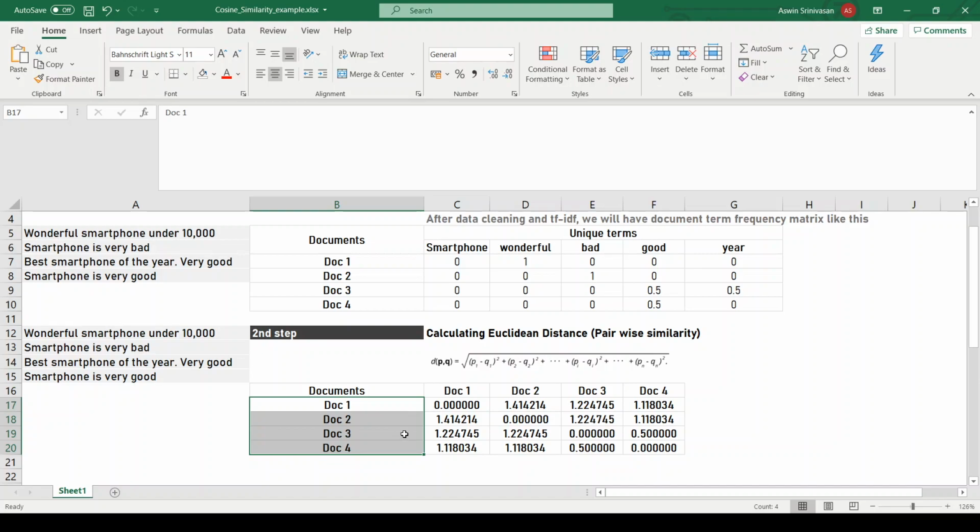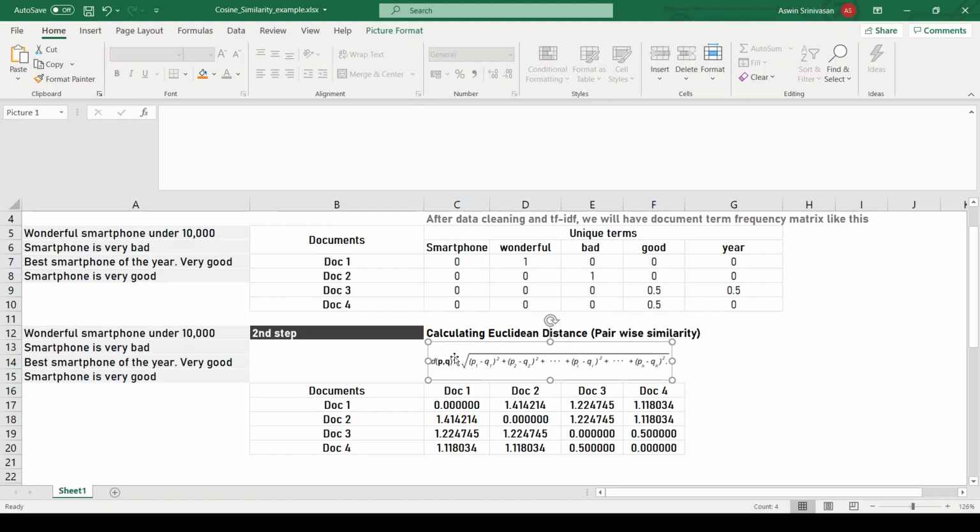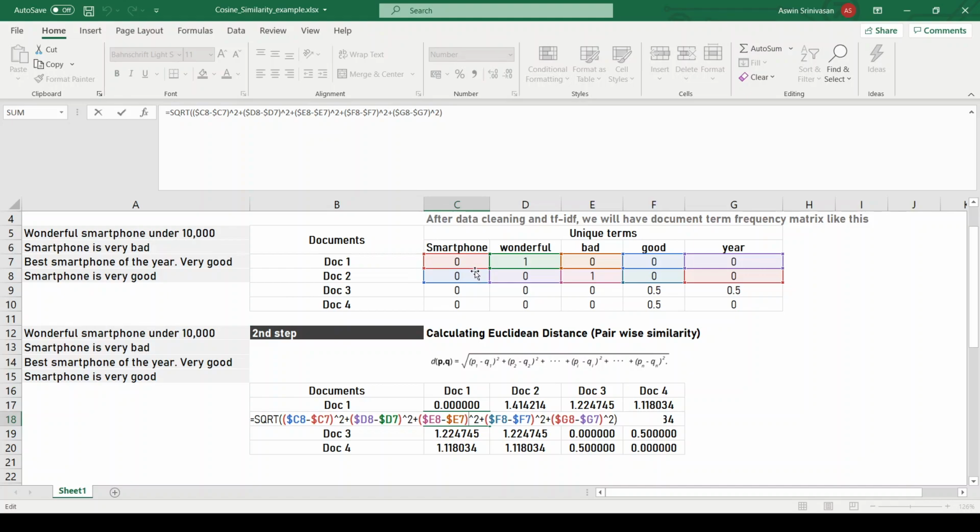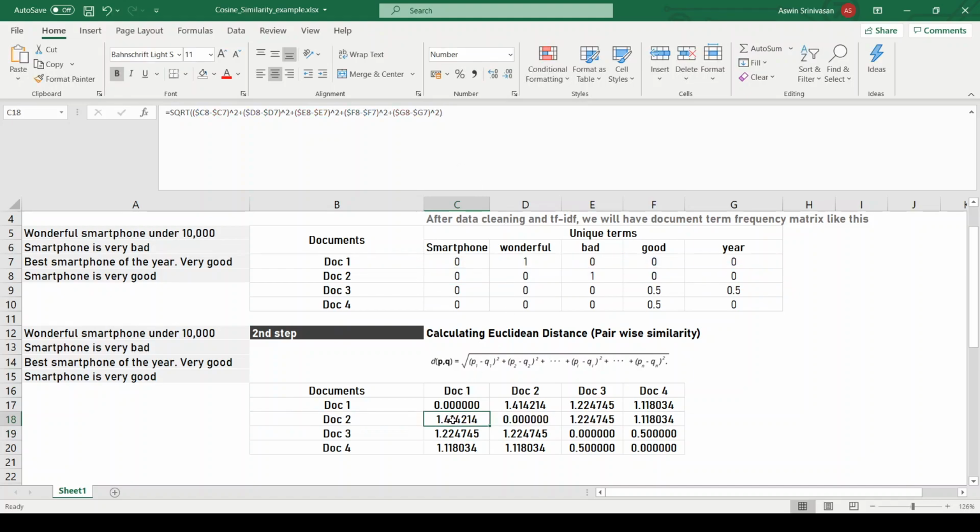Euclidean distance formula is very simple. It is the square root of (x2 minus x1) the whole square plus (y2 minus y1) the whole square and so on. So here, between document 1 and 2 it will be (0 minus 0) the whole square plus (1 minus 0) the whole square plus (0 minus 1) the whole square plus (0 minus 0) the whole square plus (0 minus 0) the whole square. So the Euclidean distance between document 1 and 2 is 1.414.